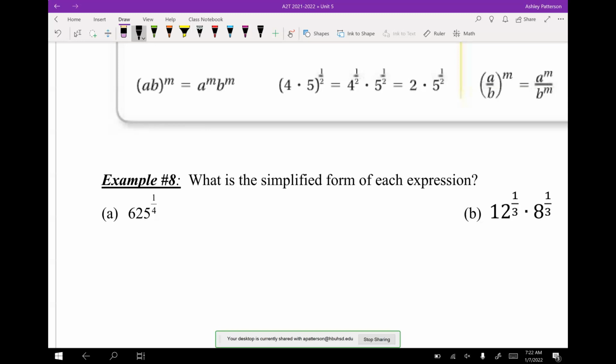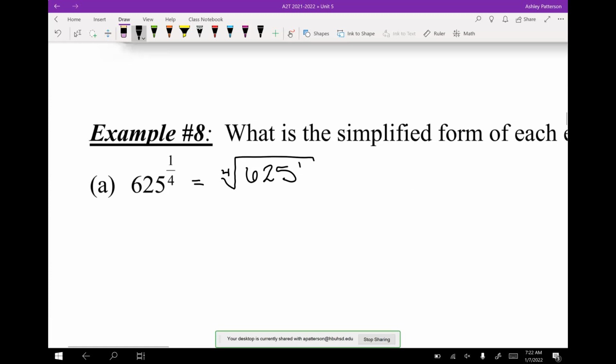625 to the 1/4 power looks a little strange to me. But I know that we can rewrite it into radical form. Let's do that. That gives us the 4th root, because 4 is my denominator, of 625 to the 1st power. Denominator is the index, numerator is the exponent, and from our definition box at the very beginning, we know that we could also write it as the 4th root of 625 quantity raised to the 1st power.